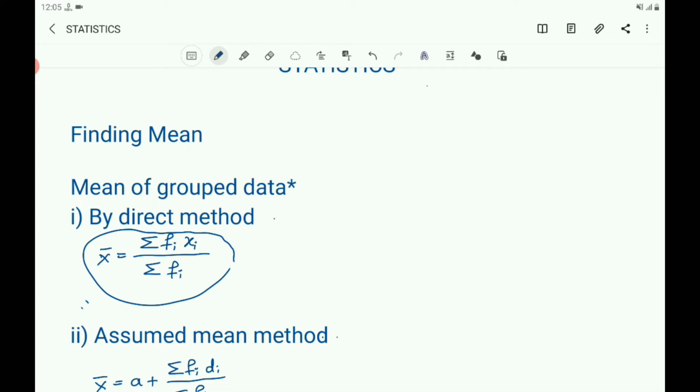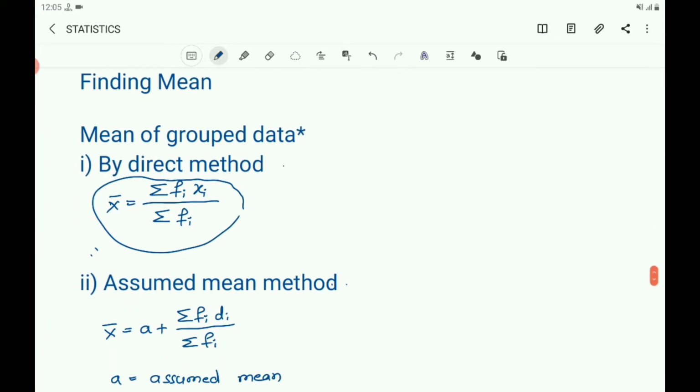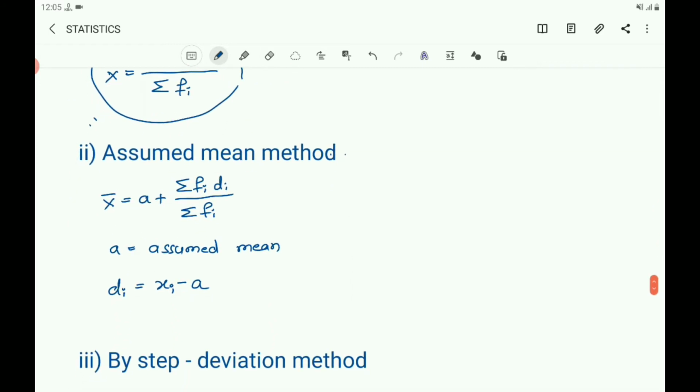Sometimes it is difficult to find the value of the mean by the direct method if the numerical values of xi and fi are large. In that case, finding the product of xi and fi becomes tedious and time consuming. In such situations we can use the assumed mean method and also the step deviation method.